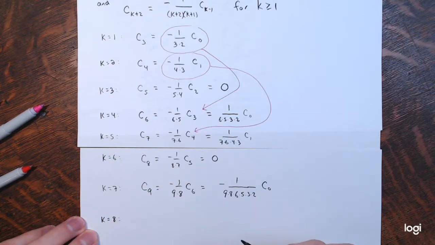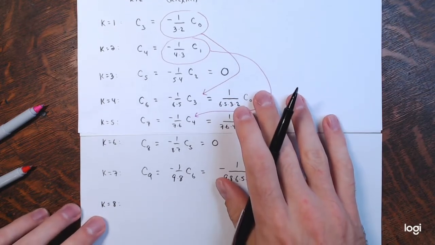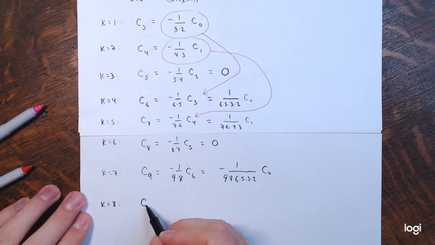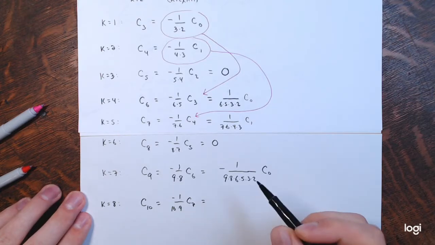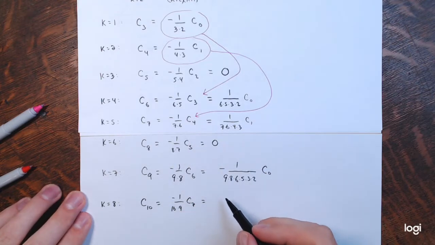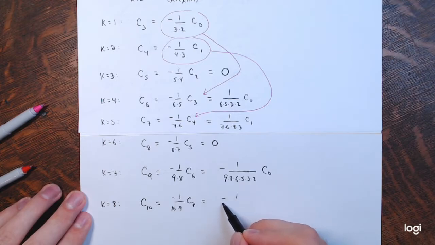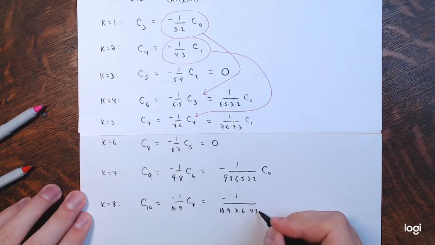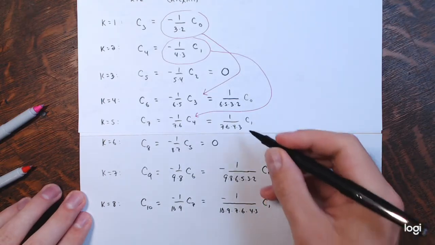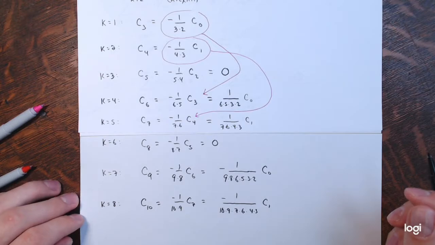So k equals 8. We'd have c sub 10 equals negative 1 over 10 times 9 times c sub 7. This was c sub 7. So it'd be negative 1 over 10 times 9, skip 8, times 7 times 6, skip 5, times 4 times 3, skip 2, and then times c1, right, replacing c7.